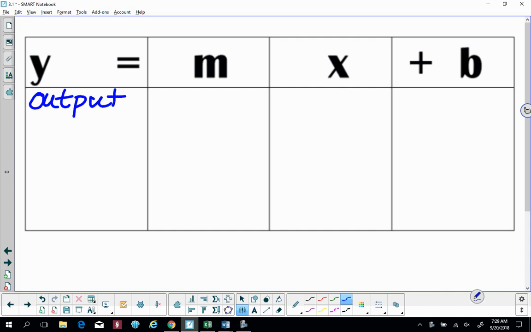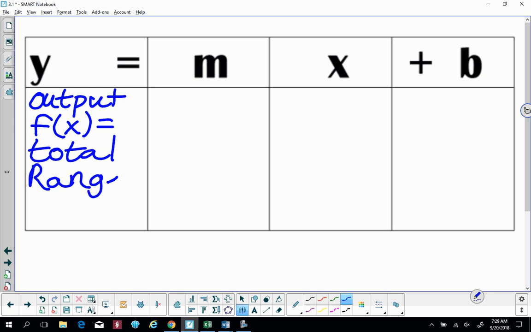Remember how we had input-output problems a couple days ago? So another way we could talk about it is f of x equals. f of x equals. That's another type of output. Other words you'll see to describe output are total and range. This is our range variable. So we'll talk a little bit more about domain and range.